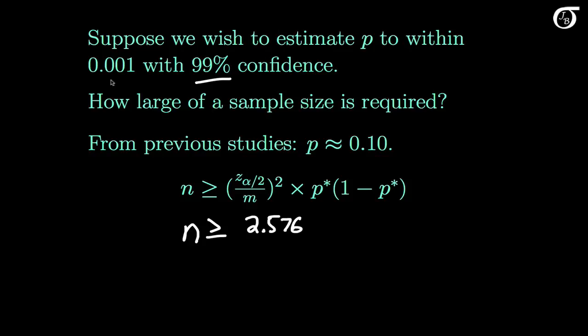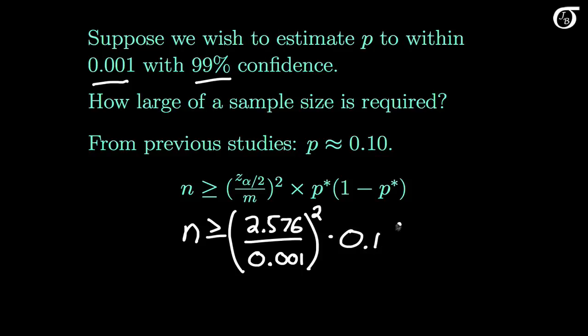We want to estimate P to within 0.001, so M is 0.001. And we square that quantity. What should we use for P star? Well, if we wanted to be conservative, we could again use 0.5. But previous studies have shown that P is approximately 0.1, so it's reasonable to use that value in this formula, times 0.1 times 1 minus 0.1. One could make an argument that we should still be conservative and use 0.5. But if we feel 0.1 is a reasonable estimate of P, there's probably no need to be that conservative.